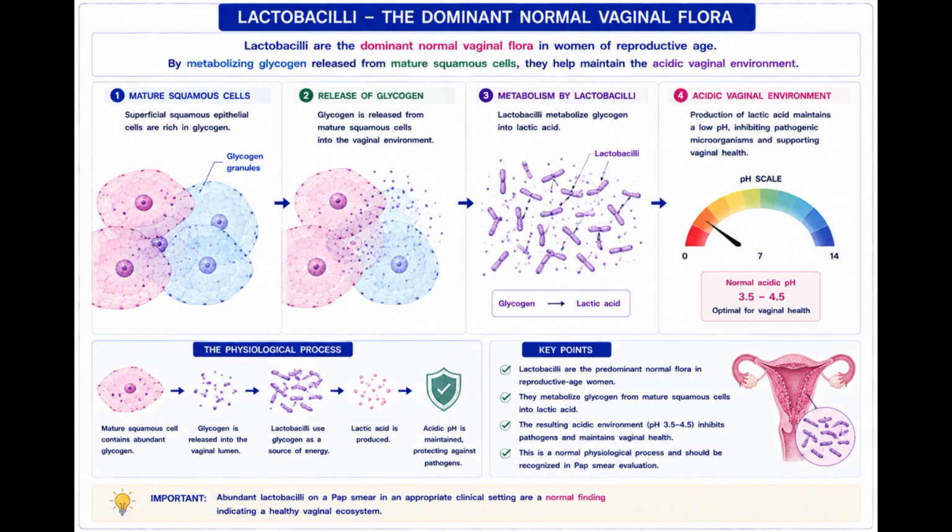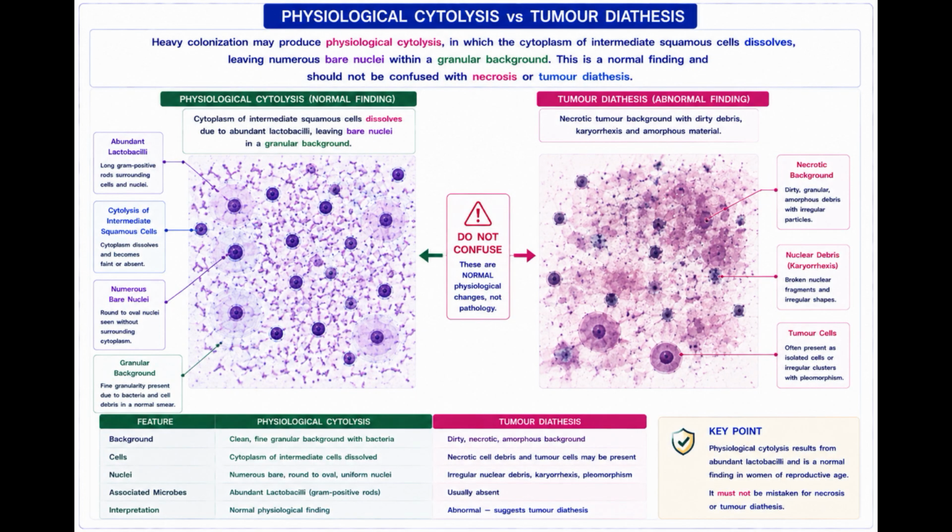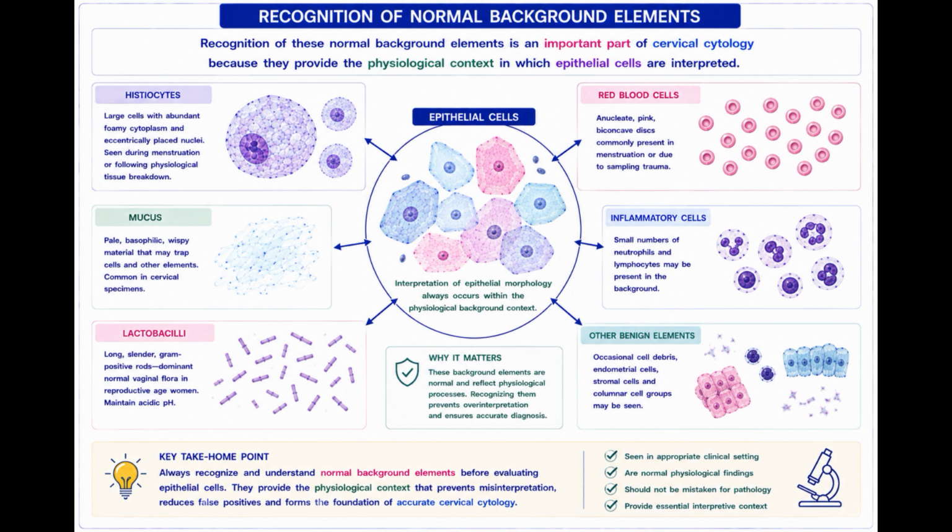Lactobacilli are the dominant normal vaginal flora in women of reproductive age. By metabolizing glycogen released from mature squamous cells, they help maintain the acidic vaginal environment. Heavy colonization may produce physiological cytolysis, in which the cytoplasm of intermediate squamous cells dissolves, leaving numerous bare nuclei within a granular background. This is a normal finding and should not be confused with necrosis or tumor diathesis. Recognition of these normal background elements is an important part of cervical cytology because they provide the physiological context in which epithelial cells are interpreted.